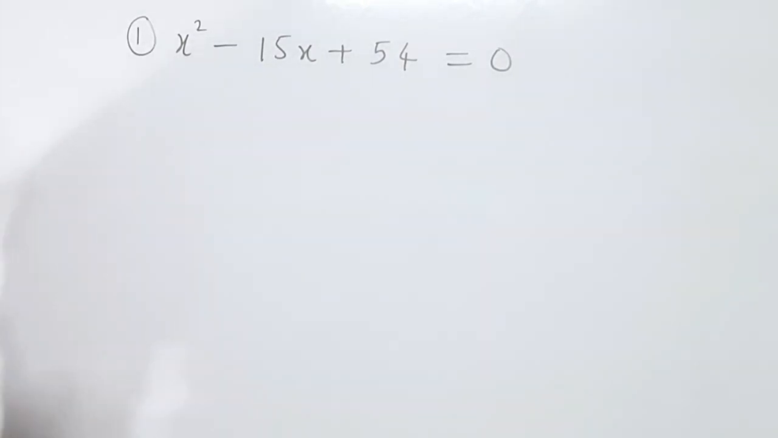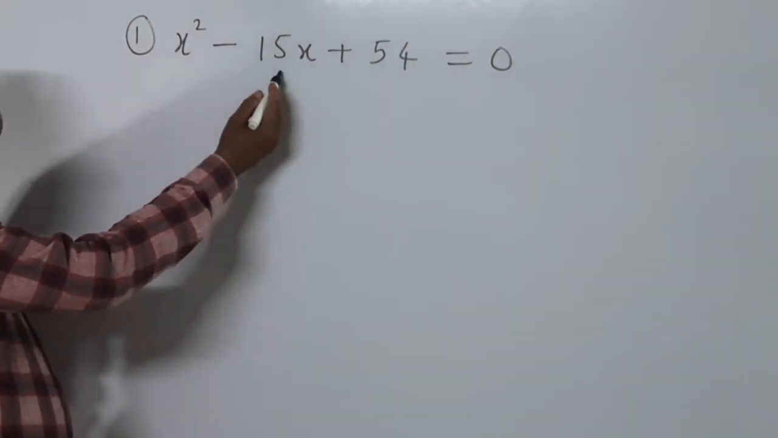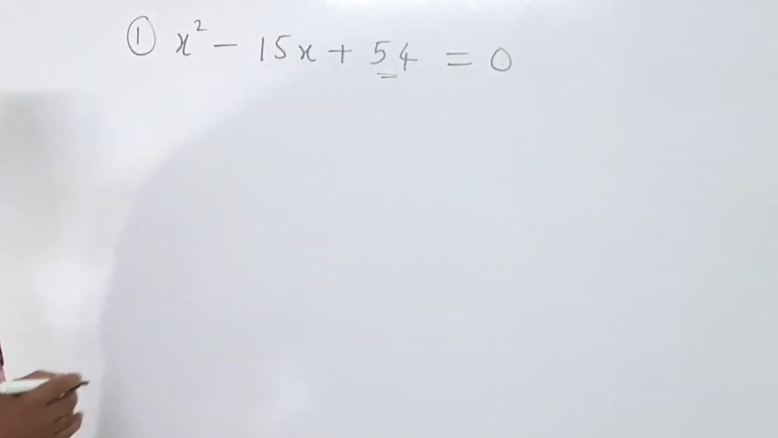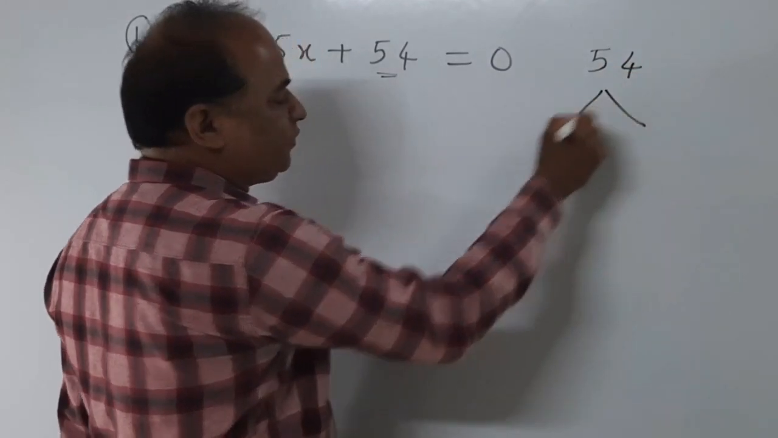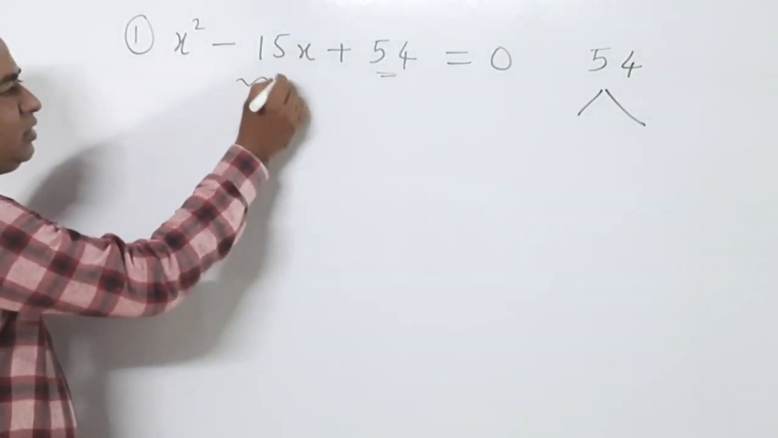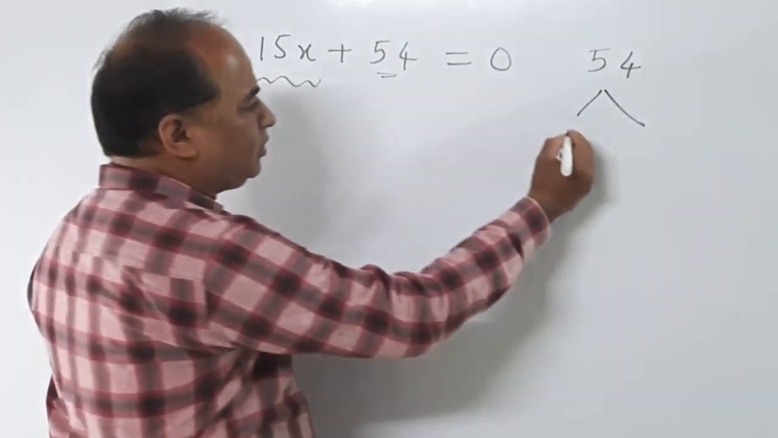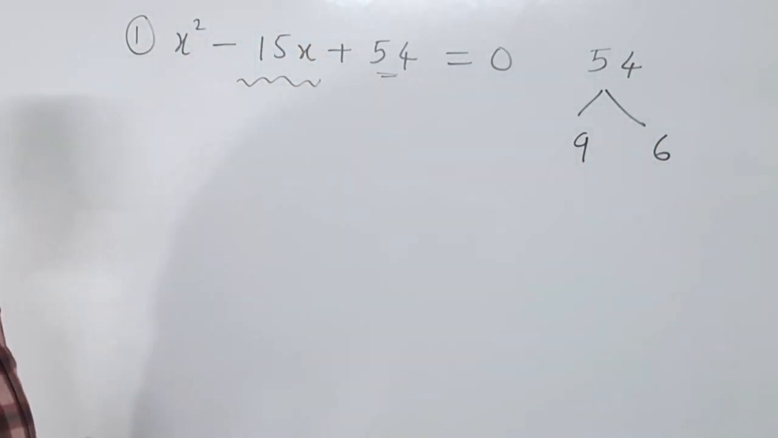Now, solving a quadratic equation by the factorization method, we have to find the factors of the third term, such that either the sum or difference should be the middle term, that is 15. So, factors of 54 are 9 and 6, since 9 times 6 is 54.